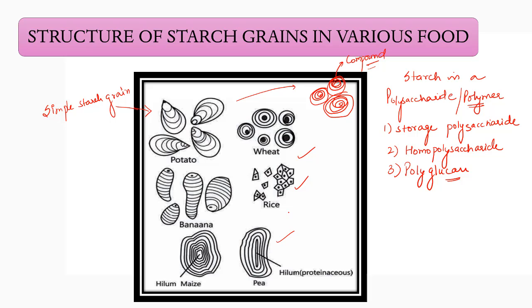Hilum is the point around which these shells or layers are arranged in a concentric or eccentric fashion, around a proteinaceous point. It is known as what? Hilum. So hilum is basically the arrangement of the layers around the proteinaceous point.